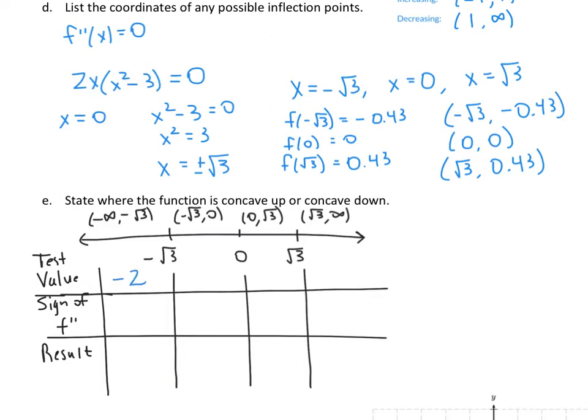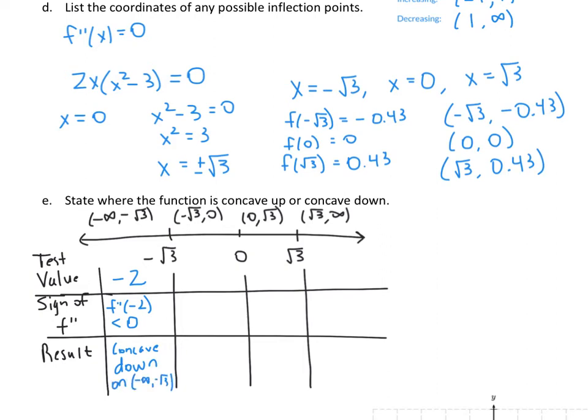If we plug a negative 2 into the second derivative, and you can try this out yourself, it turns out what you should get is that the second derivative is negative. It is less than 0. Since the second derivative is negative, that tells us that we are concave down. We are concave down on this interval, negative infinity to negative square root of 3.